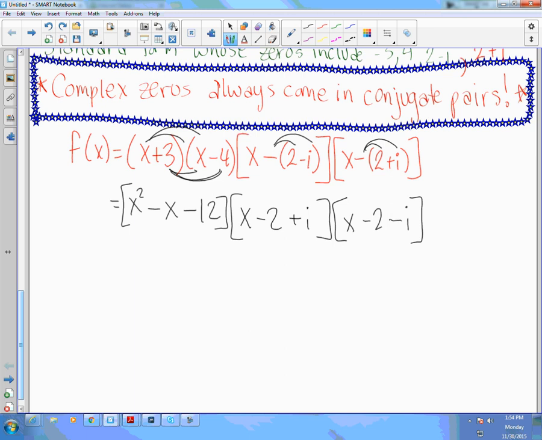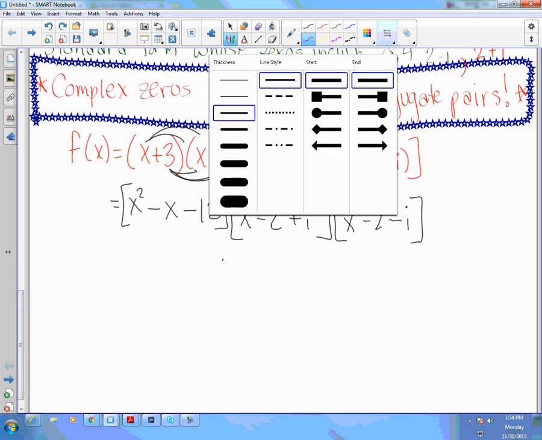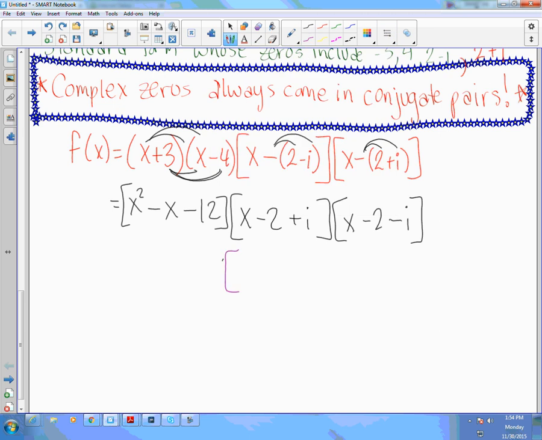Distribute. Do you want to distribute these two together first? You know why? Conjugates. What's going to happen in the middle? Cancels. If you have conjugates, put those together. Okay, multiply those two together. Change all i's to i squared. And then combine your like terms.